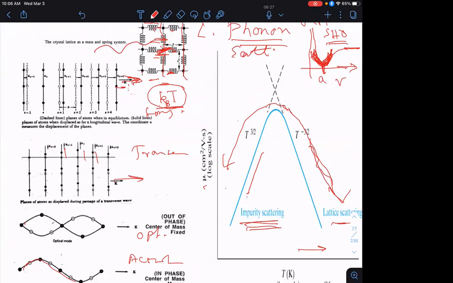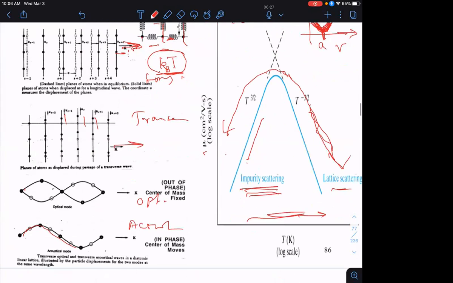So this is a characteristic behavior of mobility as a function of temperature. This is really the only thing that I want you to be responsible for in the exams. The rest is details that I won't test you on.